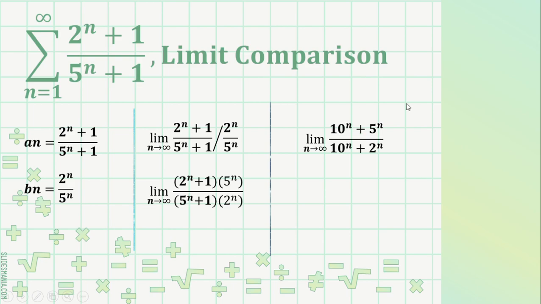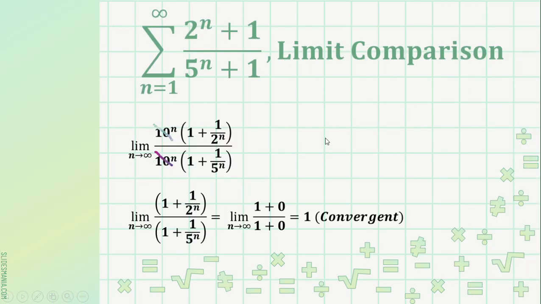And in this case, we just need to factorize this, and then it will become this. Factorize it with 10 to the power of n, so we get 10 to the power of n times 1 plus 1 over 2 to the power of n in the numerator, and in the denominator 10 to the power of n times 1 plus 1 over 5 to the power of n. In this case, the 10 to the n is removed, and we change n to infinity. So as n goes to infinity, it becomes 1 plus 0 over 1 plus 0, so it will be 1, so it is convergent.